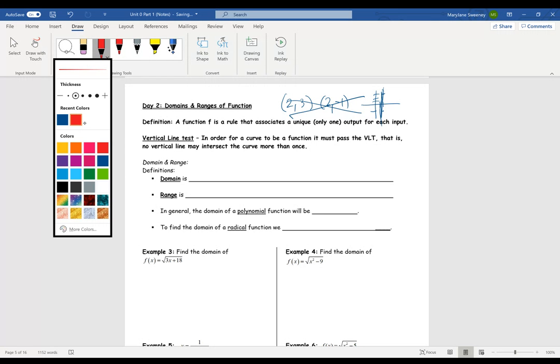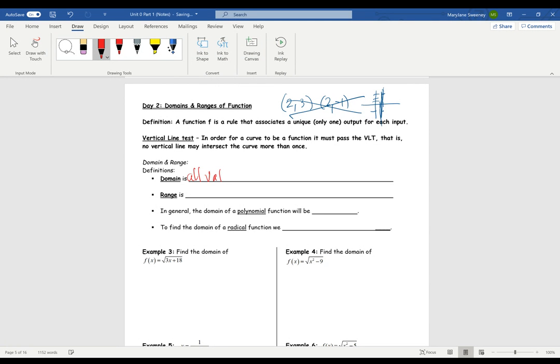So domain is all values of x that satisfy the equation. Range is all values of y that satisfy the equation.